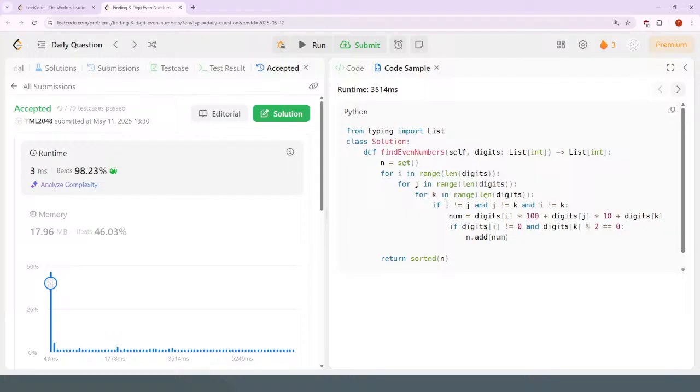For every i, j, k where they're not the same. Oh wow, this is literally going through all possible things. Guess they do have a set here. So now this is going through all possibilities, and then they add it to a set, so the set removes the duplicates, and then sort it.